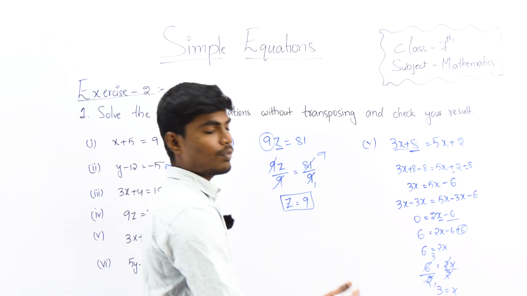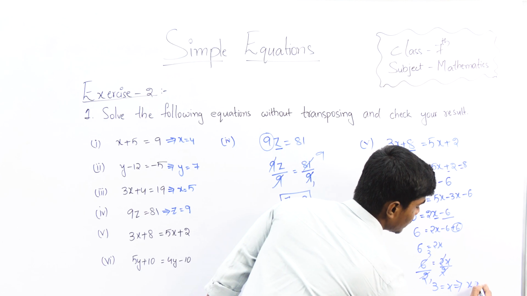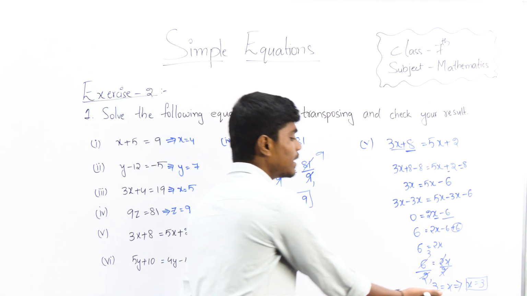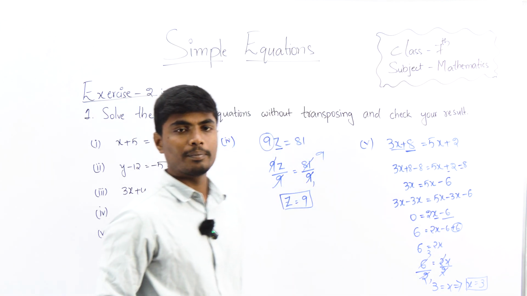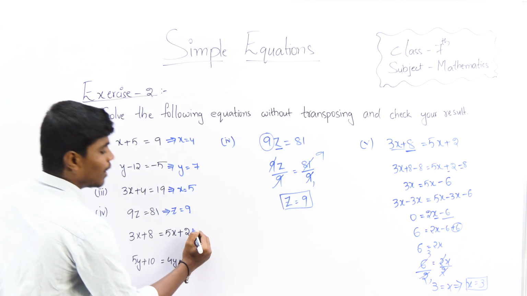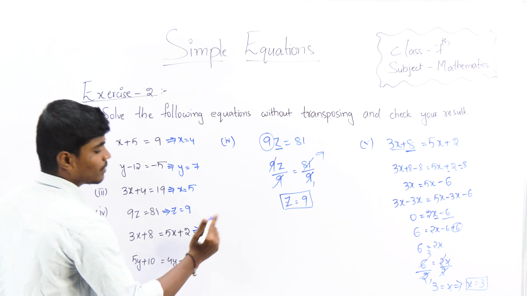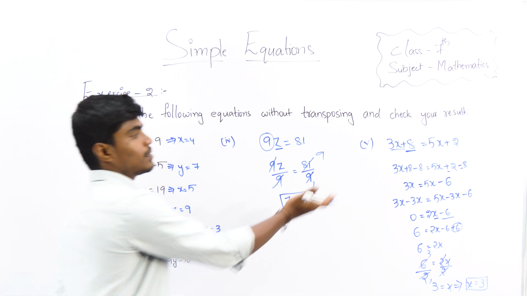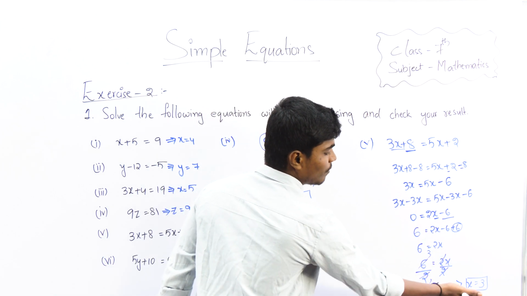See, on rewriting, what will we get? x is equal to 3. What is the value of x here? 3. So this is the solution for the fifth problem. So here, fifth problem, what is the answer we got? x equals 3. So what is the solution for the fifth one? See, this is the solution for the fifth one.